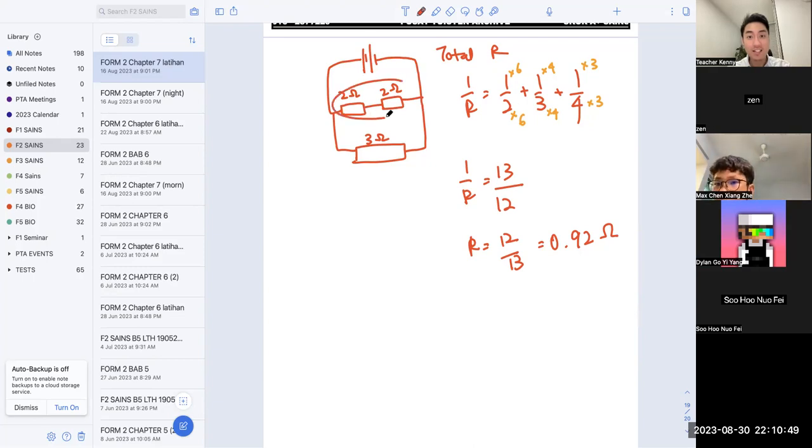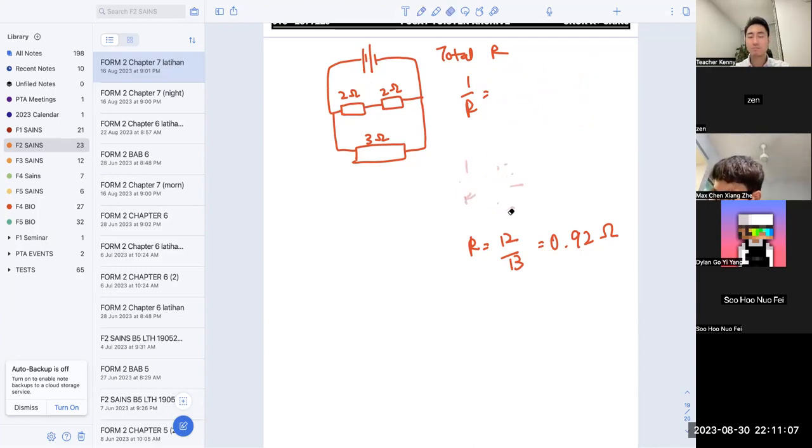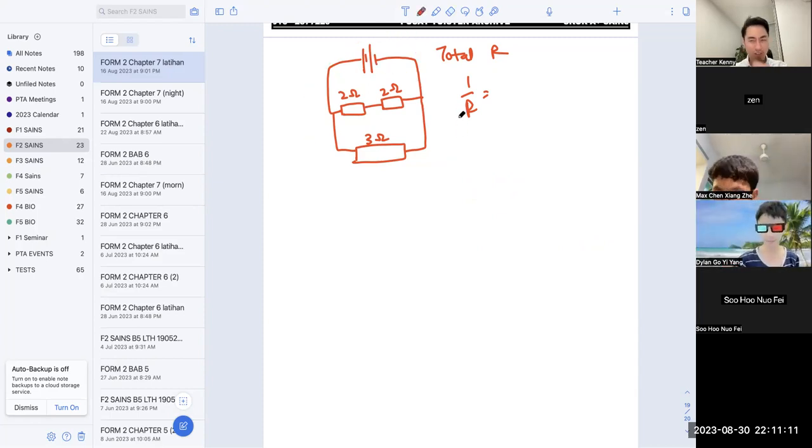This is under series circuit already. These two only. These two are in series, correct or not? So what's the total resistance here? So it's no longer 1 over 2 only. So calculate the total resistance for this now. For the whole circuit, everything.